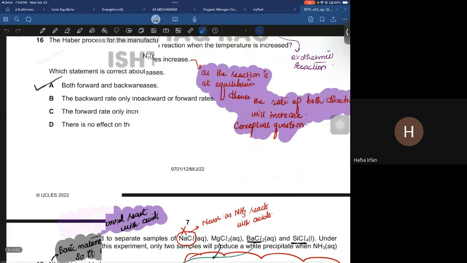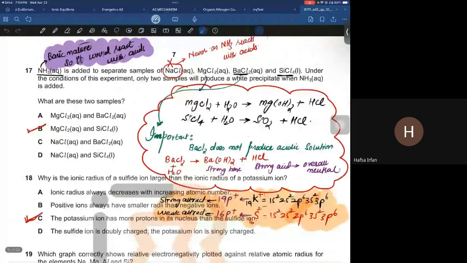Question 17 says ammonia is added to separate samples of sodium chloride, magnesium chloride, barium chloride and SiCl4, silicon chloride. Under the conditions of this experiment, only two samples will produce a white precipitate when ammonia is added. What are these two samples? Ammonia is basic, so the base can react with an acid. NaCl will not react with ammonia. It's a simple salt.